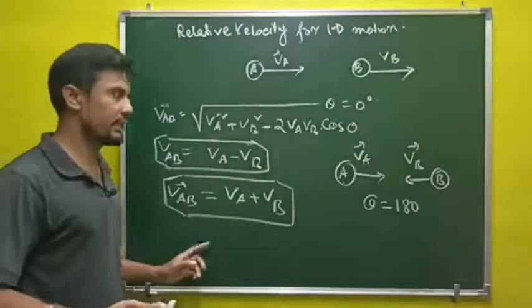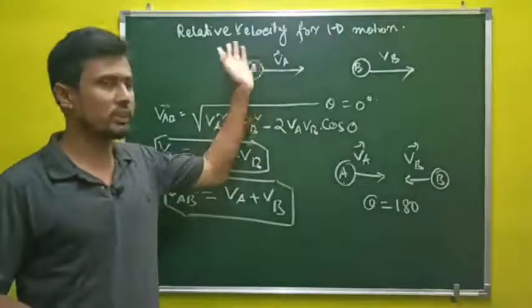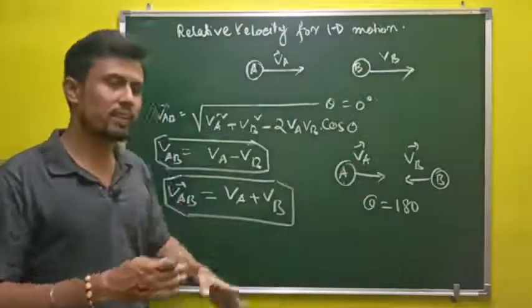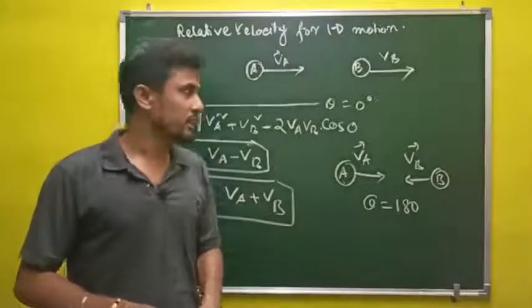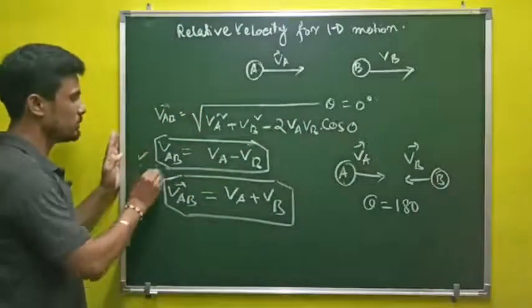In the general aptitude part, we need to apply relative velocity only in the case of one-dimensional motion. Questions on motion at different angles are not asked in the general aptitude part. So questions are basically asked from this part. You should remember these two points.